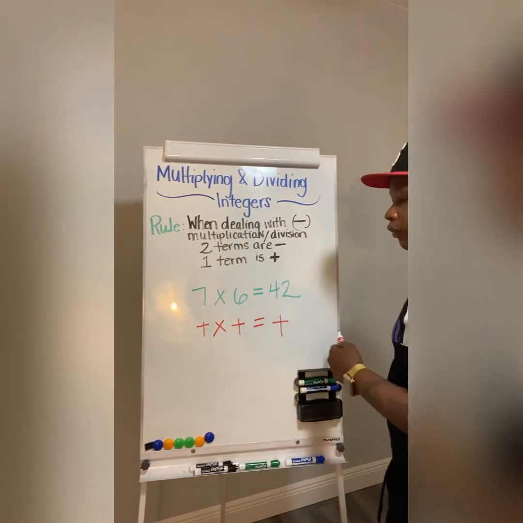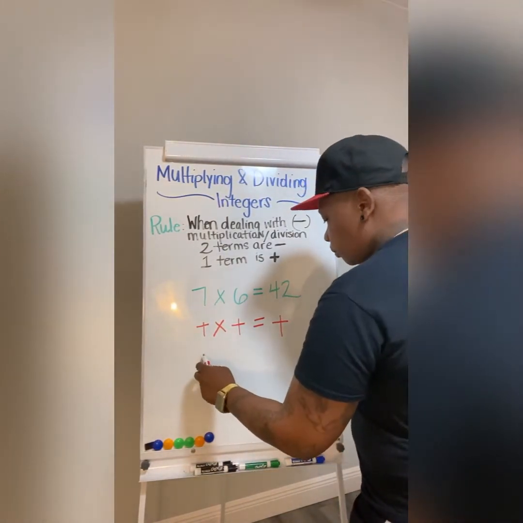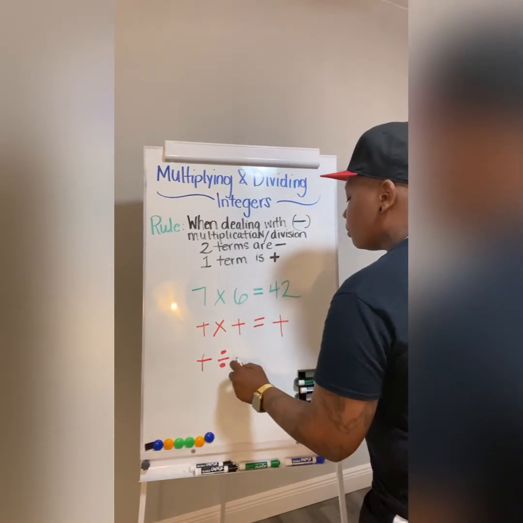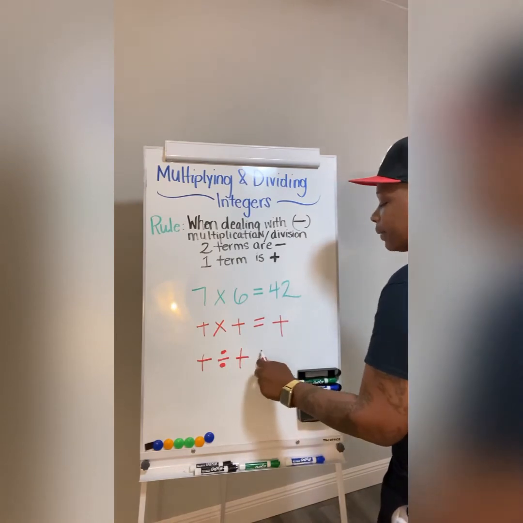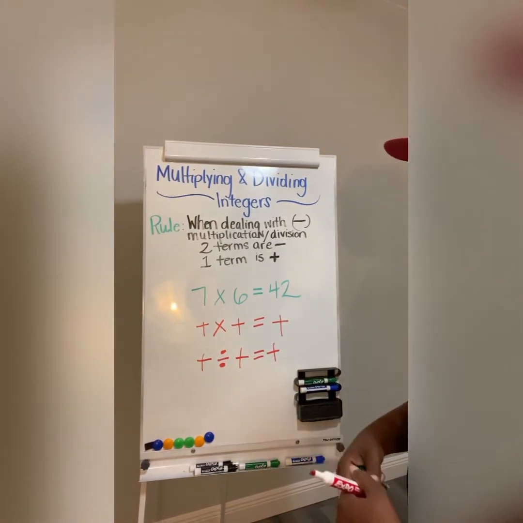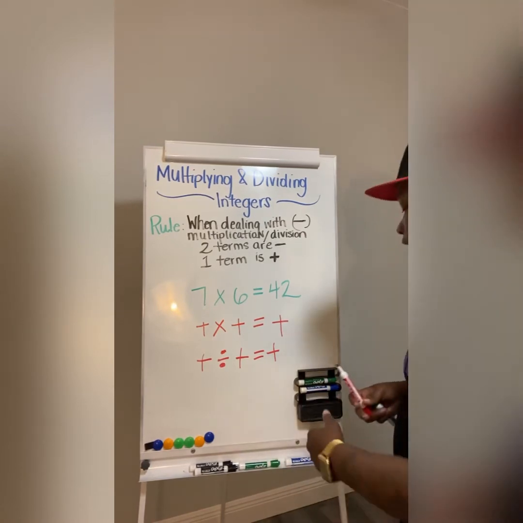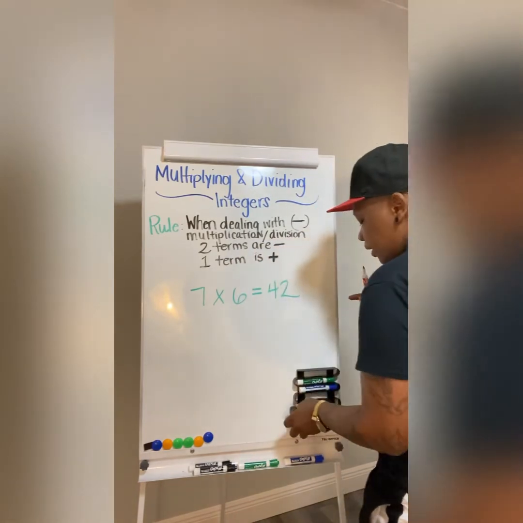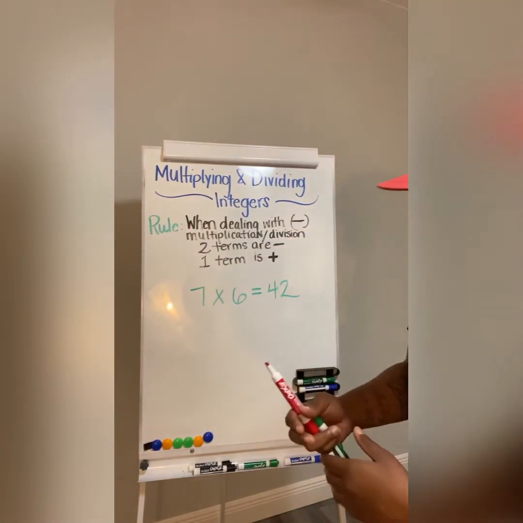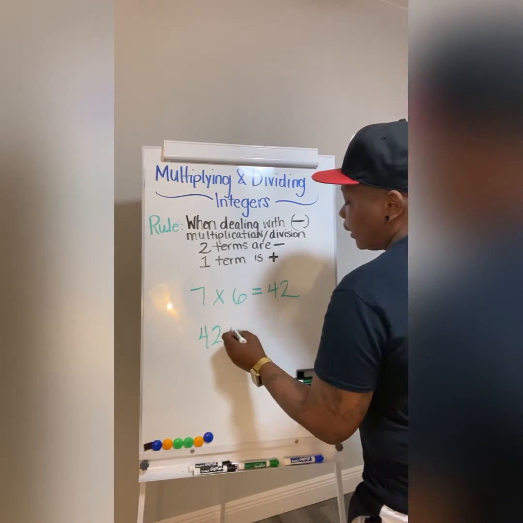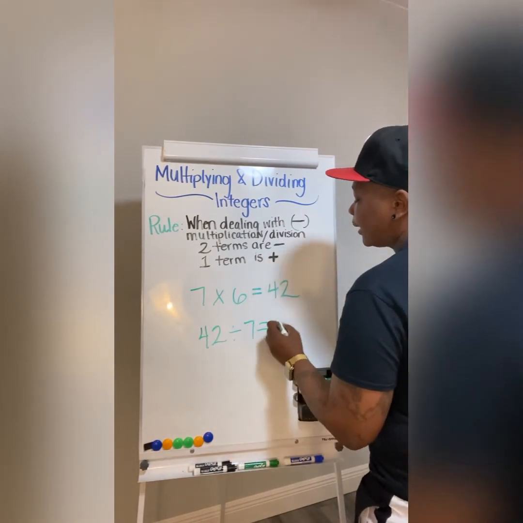The same thing goes for division. A positive number divided by another positive number is going to give you a positive. So two positive numbers divided by each other is going to give you a positive. Let's see how that looks. Let's just reverse this one. We already know that 7 times 6 is going to give you 42. So that means 42 divided by 7 is going to give you a positive 6.